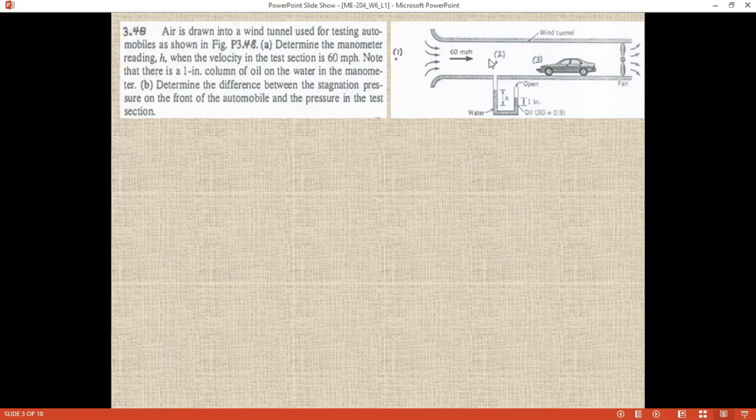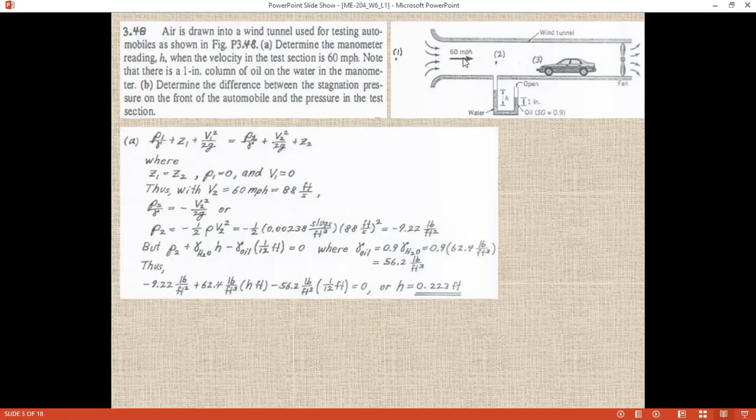At point 2, we have to find out the pressure P2. The velocity is known in the wind tunnel, that is 60 miles per hour. So we apply the Bernoulli equation at point 1 and point 2. So this is the Bernoulli equation. Point 1 and point 2 are on the same line, because this is a horizontal pipe, so Z1 and Z2 are equal, and P1 and V1 are 0 because this is the atmospheric condition.